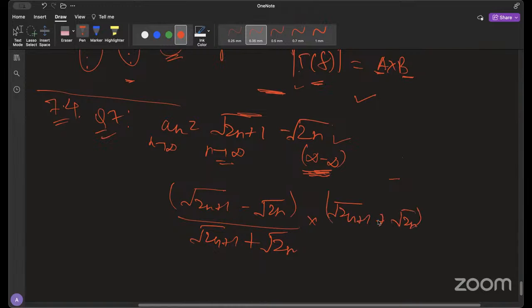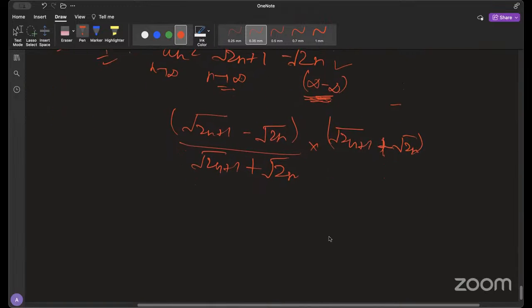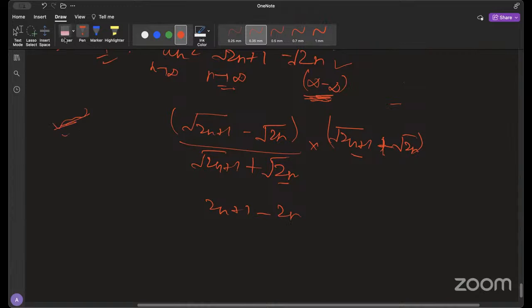We are making it a square minus b square form, so that we get rid of the infinity minus infinity form. To get rid of this form, we're multiplying and dividing by the same thing. And then we'll get 2n plus 1 minus 2n. We're doing this because all the forms we've done so far have mostly been fractions, where you have a function in the numerator and another function in the denominator. We're trying to make it of that form.